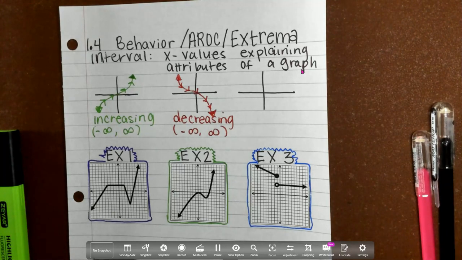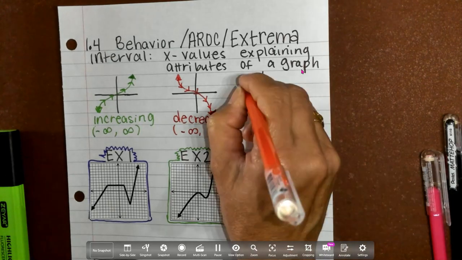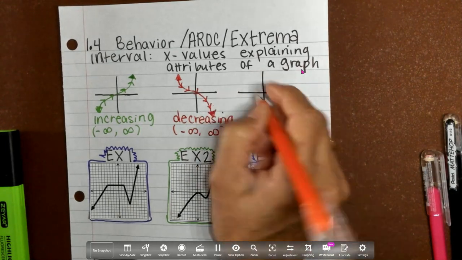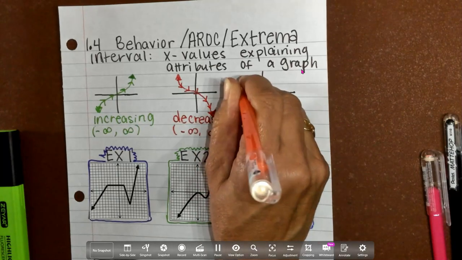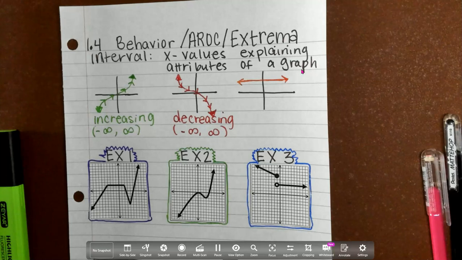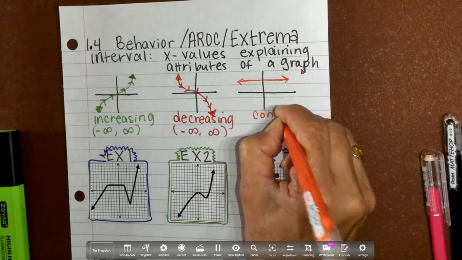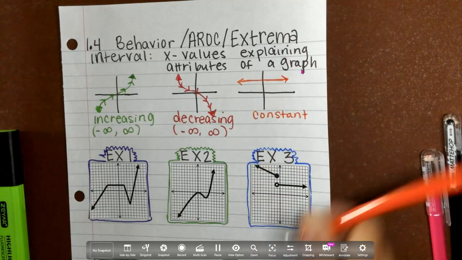And then, of course, you're going to have something where nothing happens at all, and that's going to be your horizontal line. So remember, that is a function. It does pass the vertical line test, but it is constant. And we still read it from left to right.